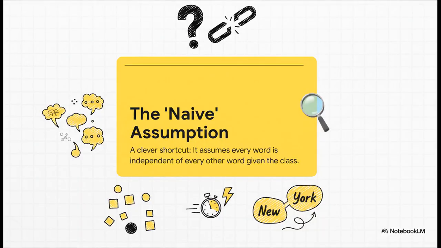Okay, now for the most important part, the "naive" in naive Bayes. This is the big shortcut, the clever trick that makes it all work so fast. We make this huge, simplifying assumption. We pretend that every single word in a sentence is completely independent of every other word. Now, we know that's not true in real life, right? "New" is very likely to be followed by "York." But by treating each word as a totally separate clue, the math becomes way easier. And the crazy part is, for a ton of problems, this naive shortcut works surprisingly well.